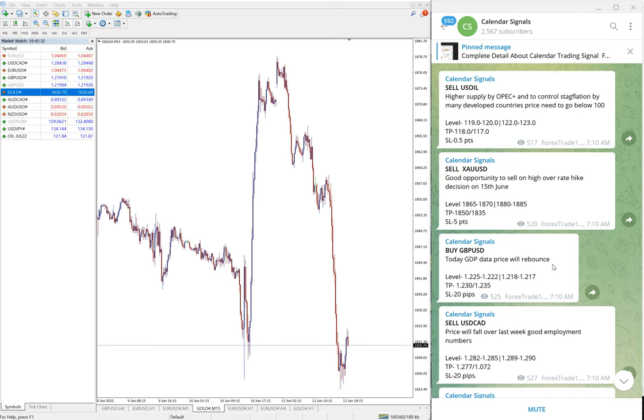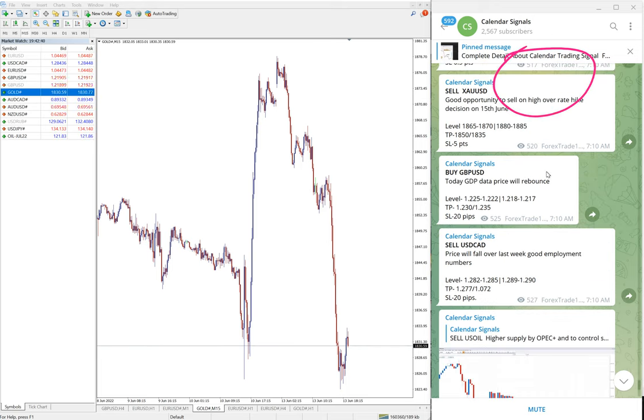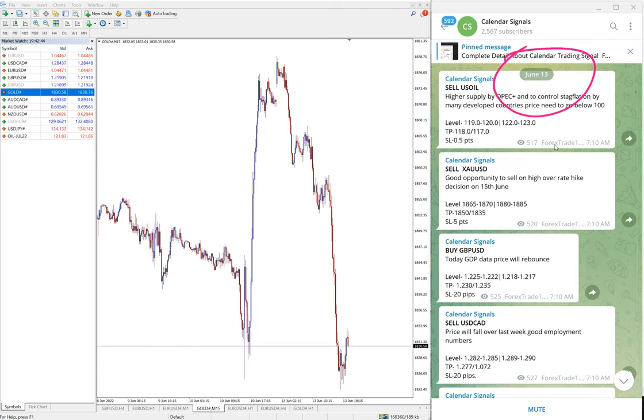Today we are going to show you the performance of our today's calendar signal. Today, June 13, you can see the date pop up near the circle as I scroll. Today we gave these signals: sell USOIL, sell XAUUSD, which is sell gold, buy GBPUSD and sell USDCAD. These four signals we gave today.